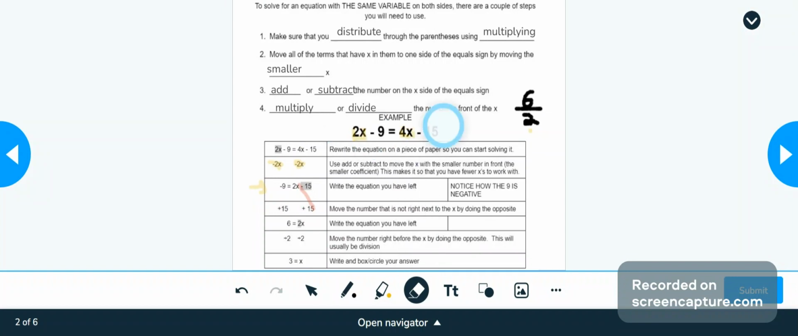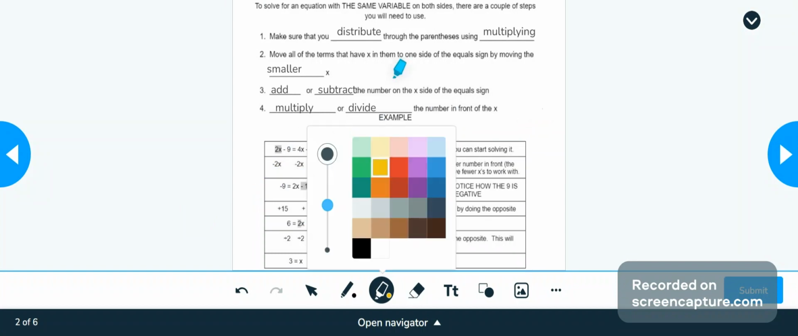Today we're going to be talking about how to solve for x when it's on both sides of the equal sign. You notice I got some of the blanks filled in up here, right? You have to distribute through the parentheses using multiplication. Has to be done. From there, and by the way, that distribution thing, it's not that bad. It's not that hard.